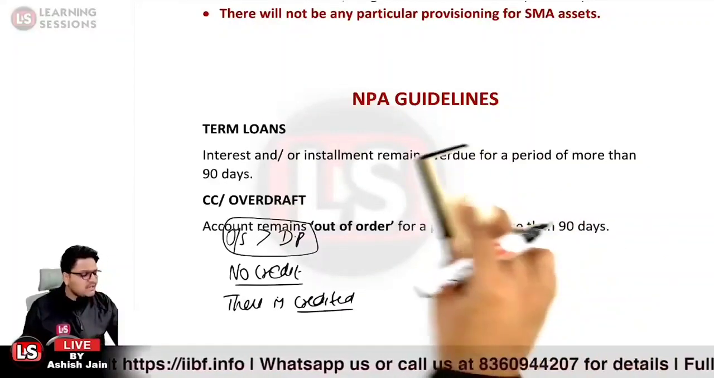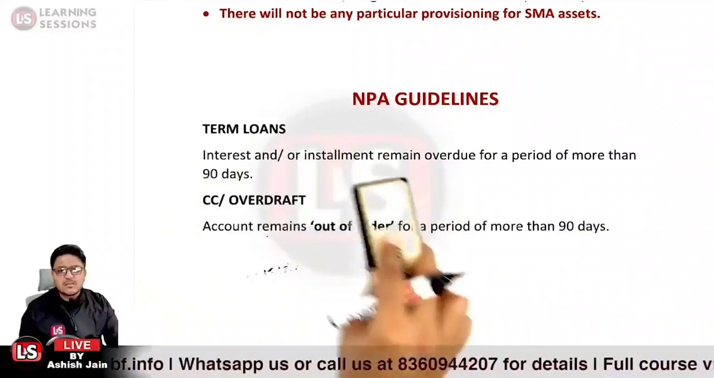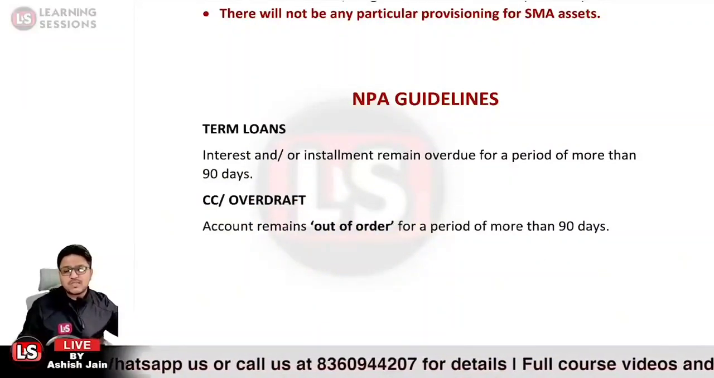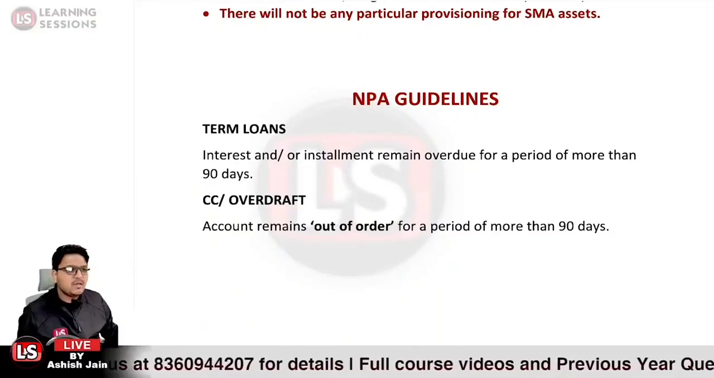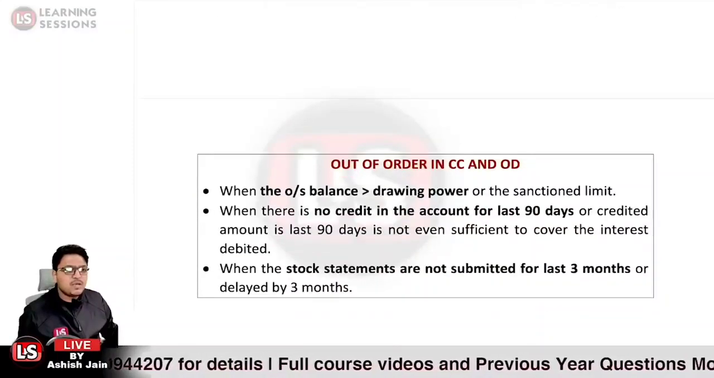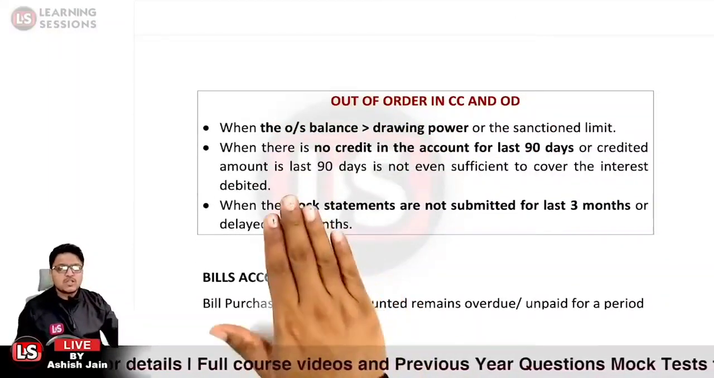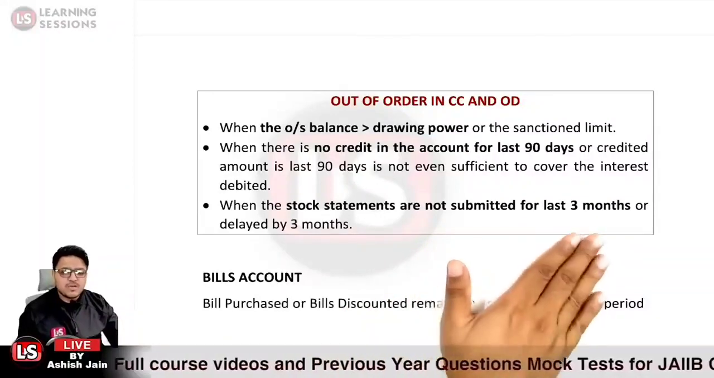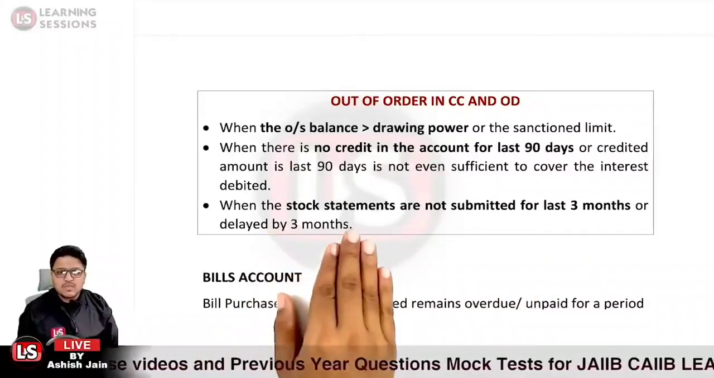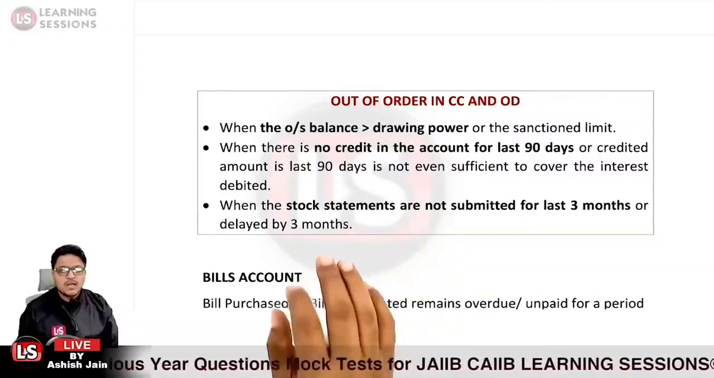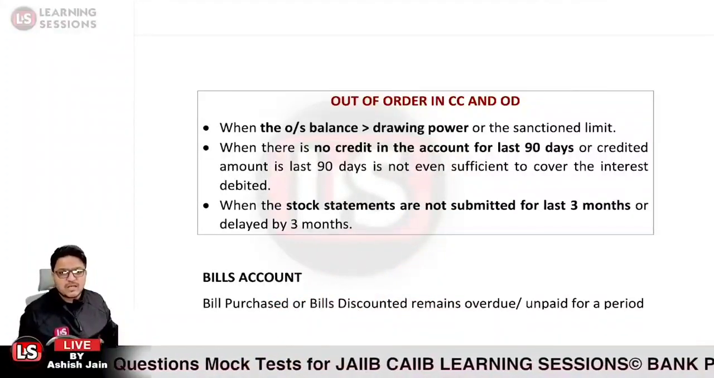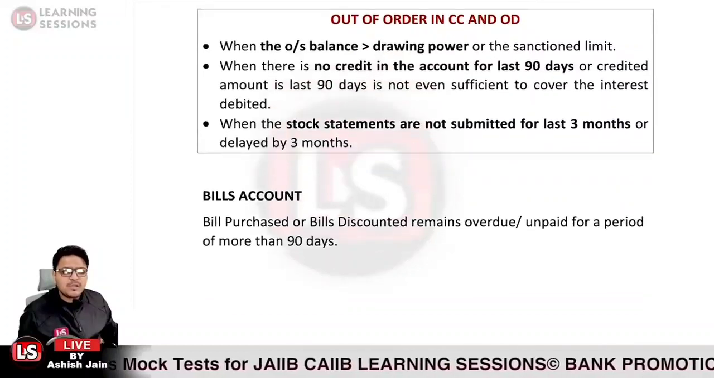And other than that, if the stock statements are not submitted in time, in that case also the CC limit will be classified as a non-performing asset. Is that clear? When the stock statements are not submitted for the last 3 months or are delayed by 3 months, in that case also the account is said to be out of order. Is that clear? Next, it is related to bills account.